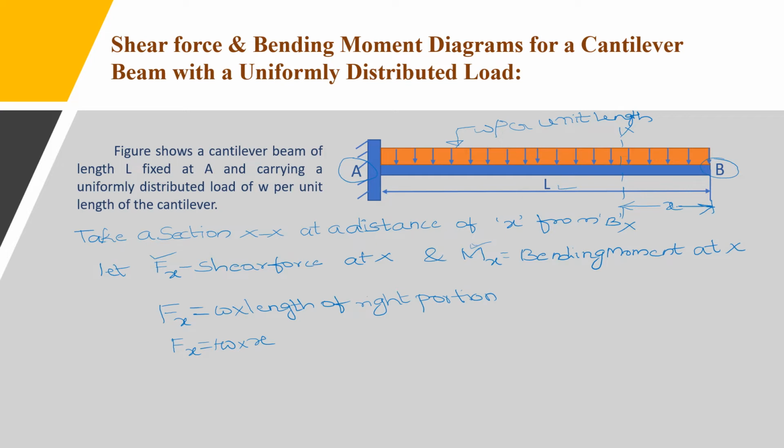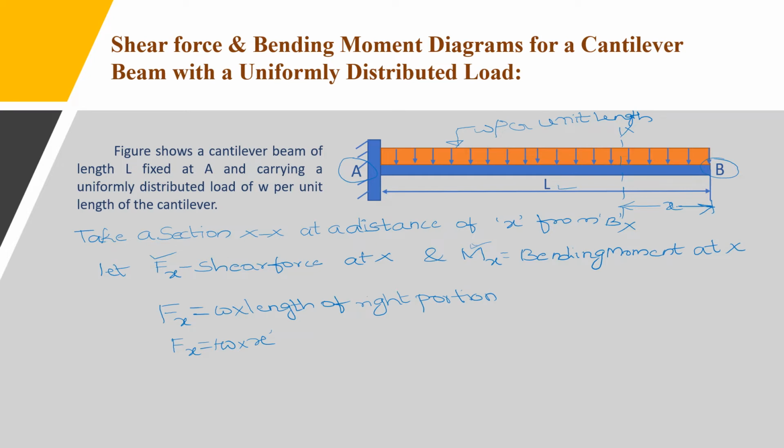This equation shows that the shear force follows a straight line law, because here X to the power 1 is linear, that is, a straight line. If we got the square, then the diagram would be a parabola. But in this shear force calculation, we get W into X to the power 1, so it is like a straight line law. So this is the shear force at section XX.